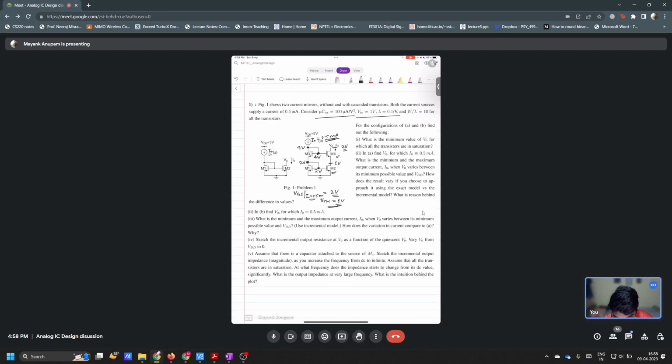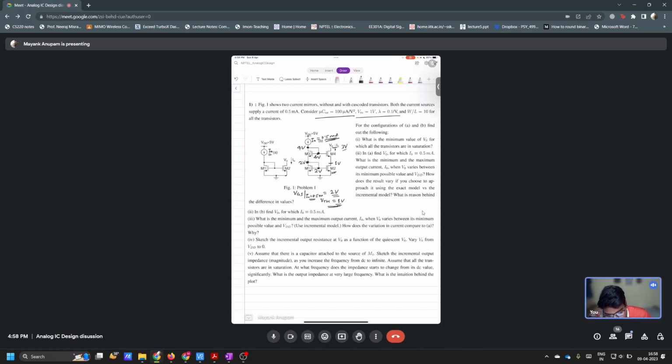Is V naught equal to 2 volt? Yes. The gate source is 3 volt, right? So 3 minus 1 is 1 threshold below. This should be 3 volt, right? Yes, sir. The gate should be 1 threshold below it. Or sorry, the gate should be 1 threshold above the drain voltage, right? Yes.